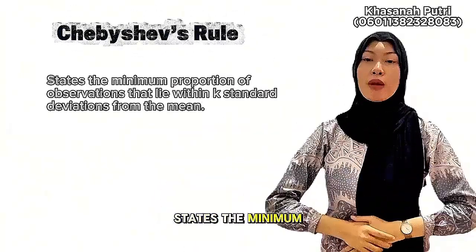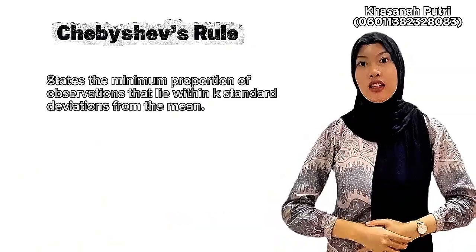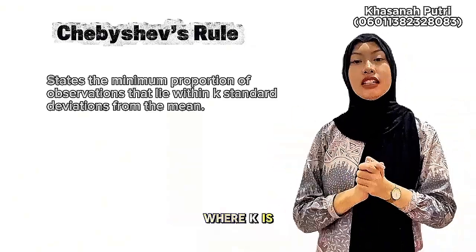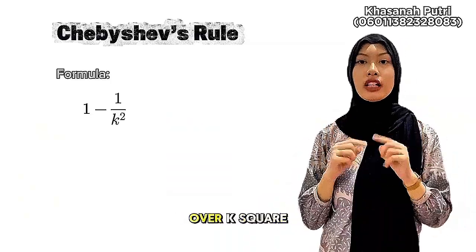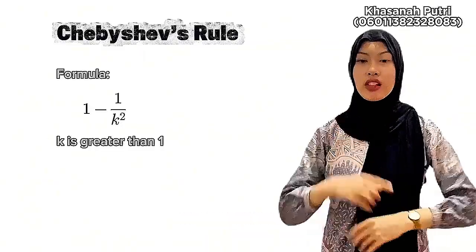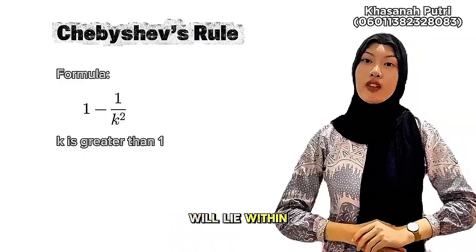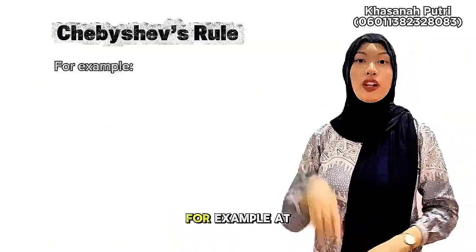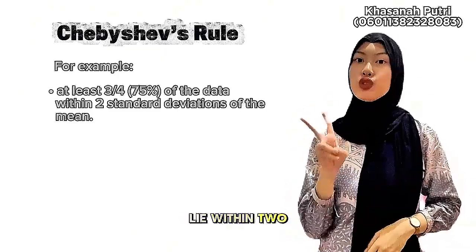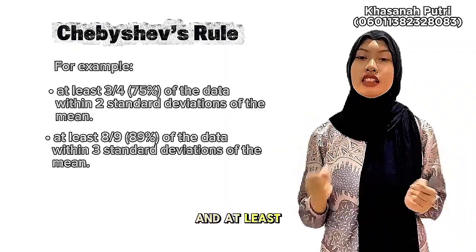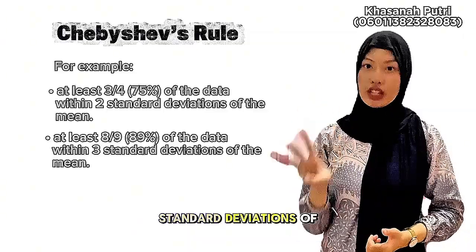Chebyshev's rule states the minimum proportion of observations that lie within k standard deviations from the mean for any distribution, where k is greater than 1. The formula is 1 minus 1 over k squared. This means that at least 1 minus 1 over k squared of the observations will lie within k standard deviations of the mean. For example, at least 3/4 or 75% of the observations lie within 2 standard deviations of the mean, and at least 8/9 or 89% lie within 3 standard deviations of the mean.